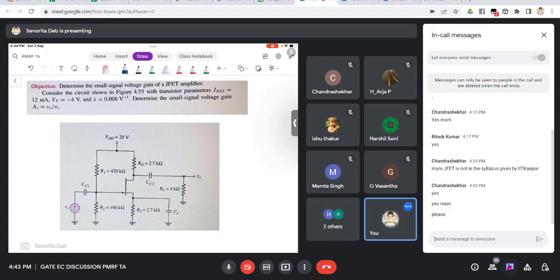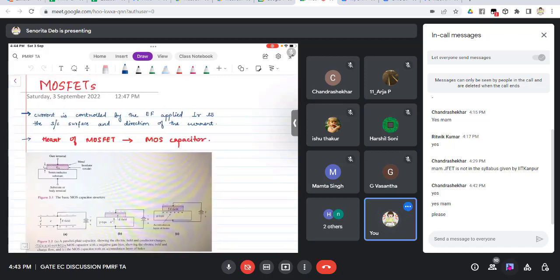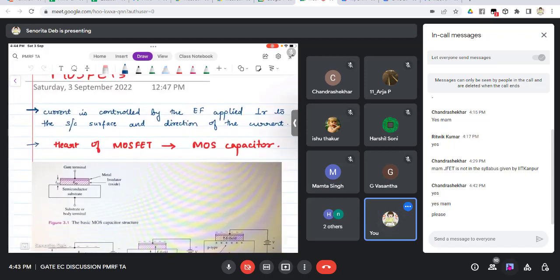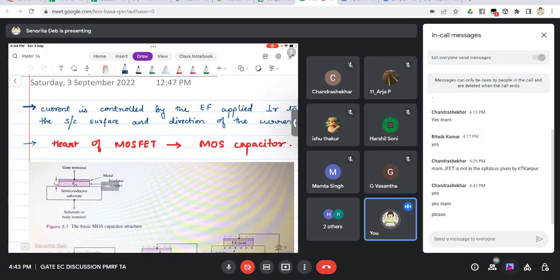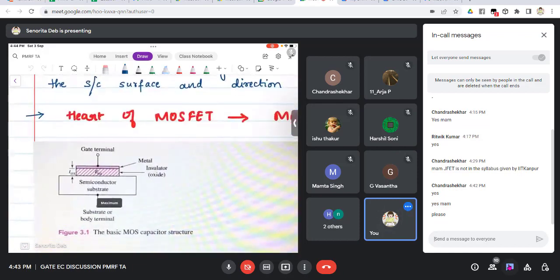So that continues the JFET discussion. Now MOSFET, we will first see only the basics. MOSFET is a metal oxide semiconductor. Basically there is a metal, there is an oxide, and there is this semiconductor substrate that you are seeing here right now.